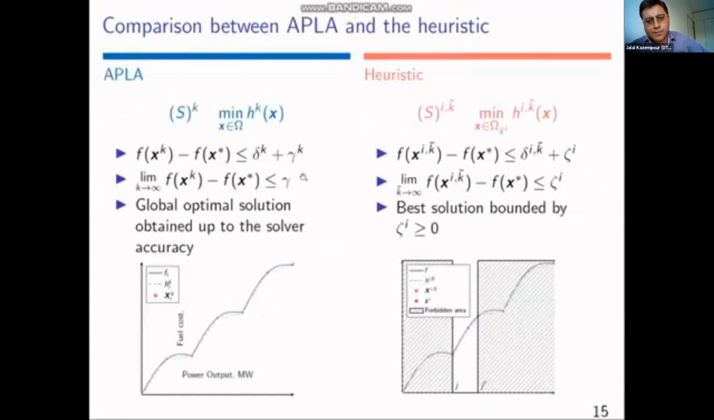Small comparison between the exact method and the heuristic. We have here gamma k, and here we have psi I. We have our theorem, and you can see visually how it looks.